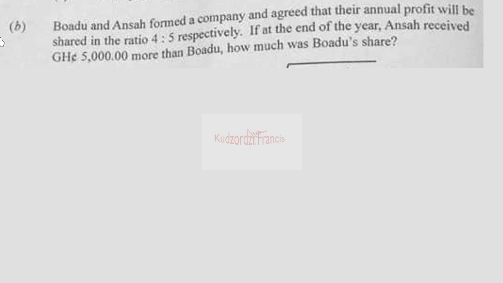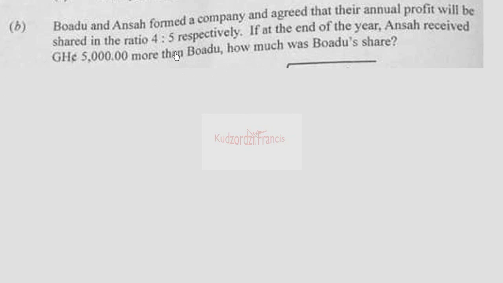The B part of question 1. Boidu and Answer formed a company and agreed that their annual profit will be shared in the ratio 4:5 respectively. If at the end of the year Answer received 5,000 more than Boidu, how much was Boidu's share?